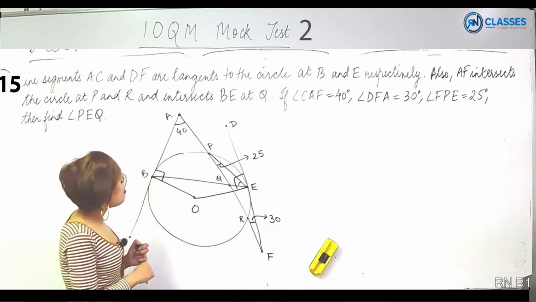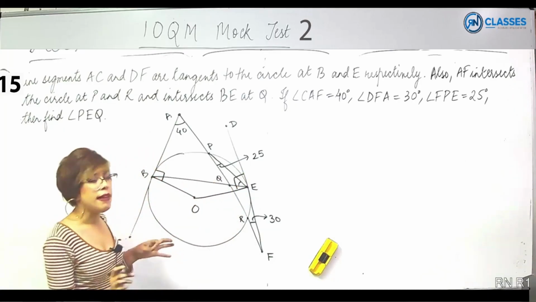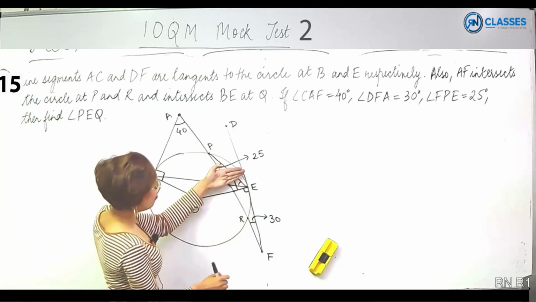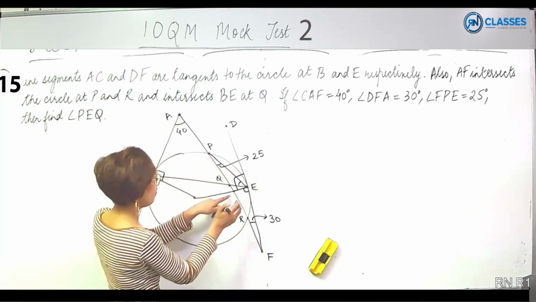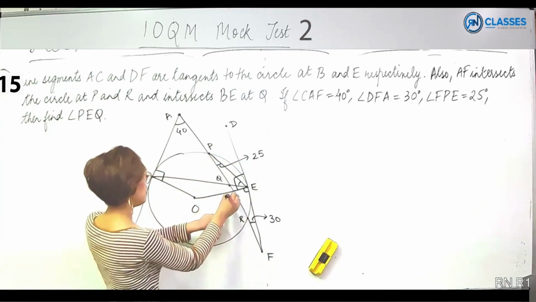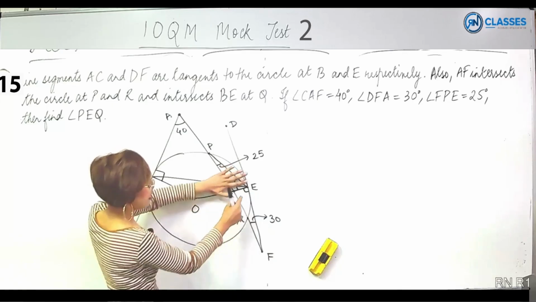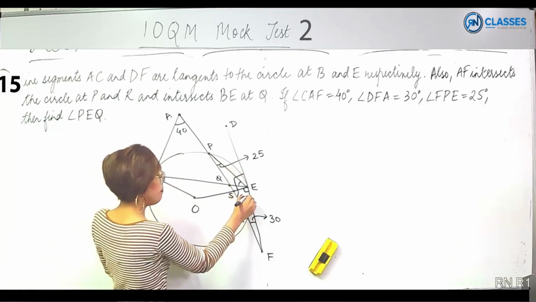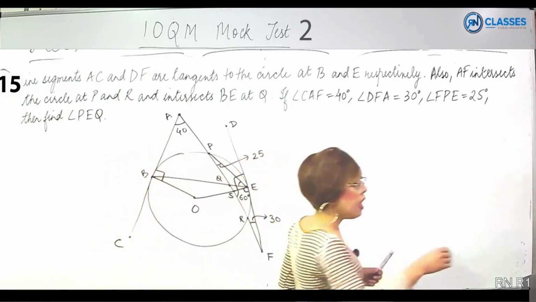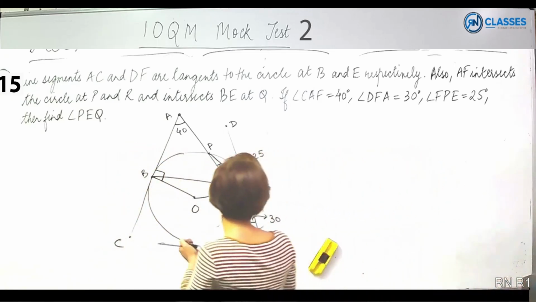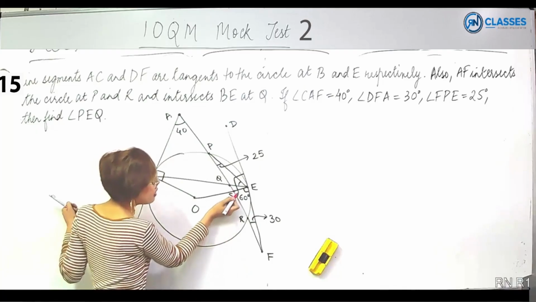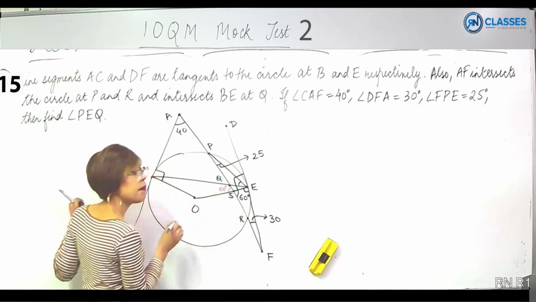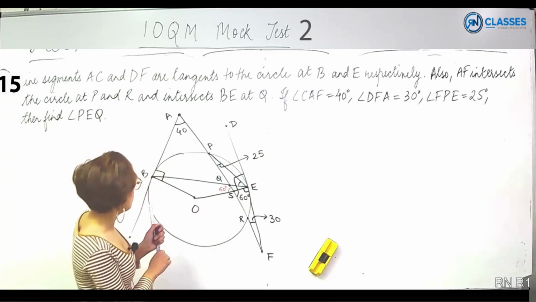Now, let me try to write all the angles that I can figure out. This angle is 90, so this is 90. Move to this triangle FES. This is 90, this is 30, that means this angle is 60 degrees. I found one angle. Now, this is the vertically opposite angle, so this is 60. What else do I know?